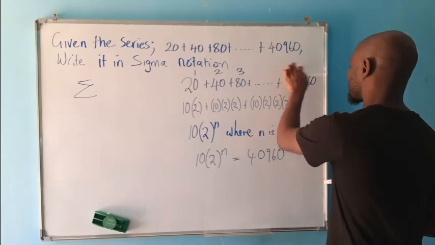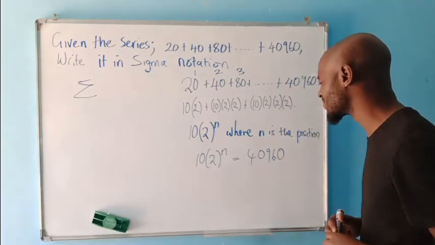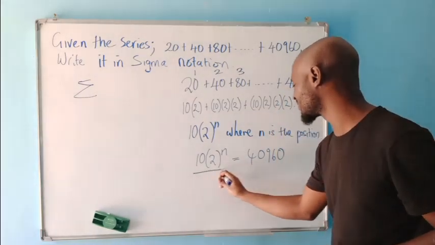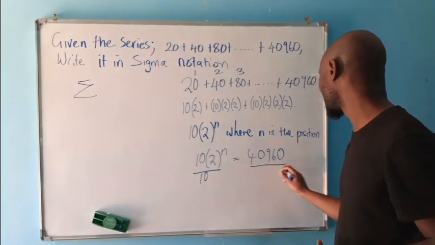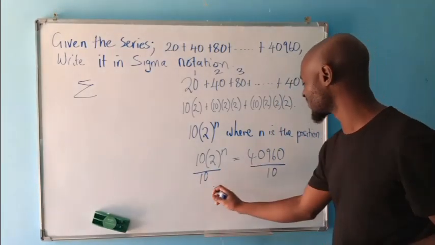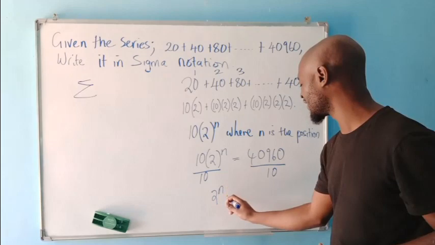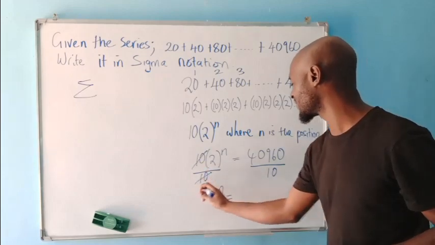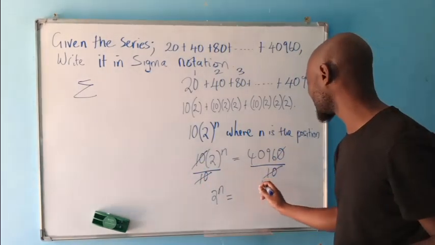Now you simplify this expression so that you are able to know the term number here. This term, it is term number what? That's what we want to know. So here we can divide through by 10. You can divide through by 10. So we end up with 2 to the power n. This will simplify with that. That will simplify with that.